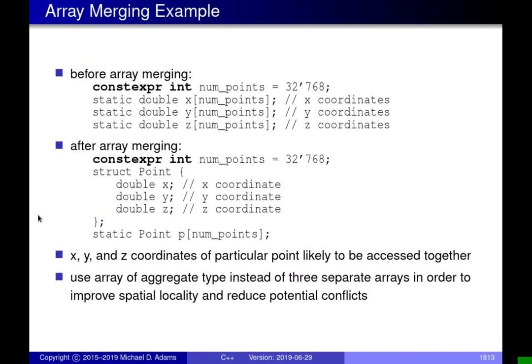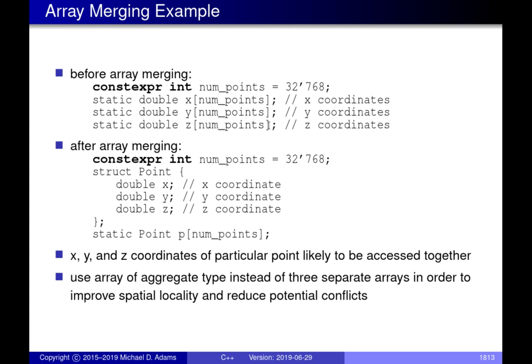And what I want to do now is give some code examples to actually look at some of these transformations in more detail. So the first transformation I want to look at is array merging. So here what we have is a collection of points, the x, y, and z coordinates of points in three-dimensional space. We have basically an array of x coordinates, y coordinates, and z coordinates for 32,768 points.